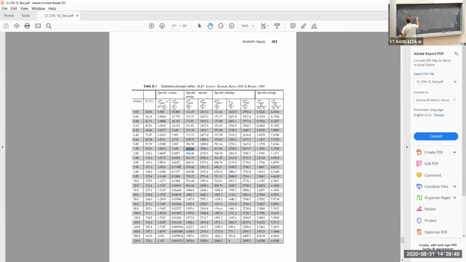417.36 kilojoule per kilogram, and that's from saturation pressure tables. And then I've got 2506.1 kilojoule per kilogram for the saturated vapor. And that's again from saturation tables. Okay.